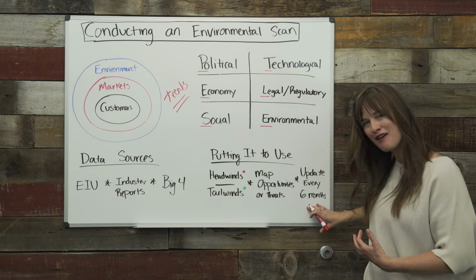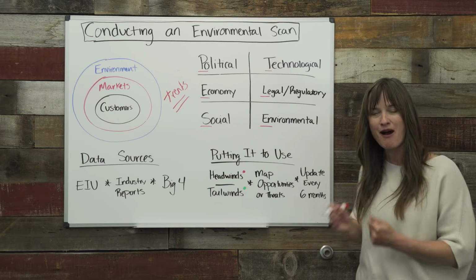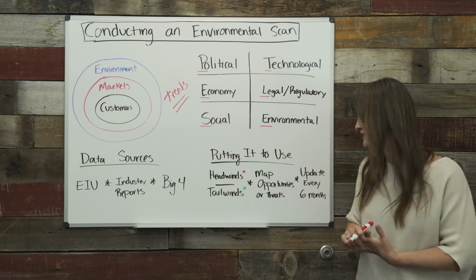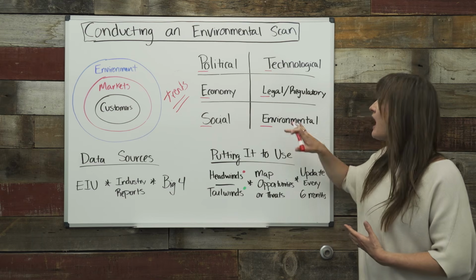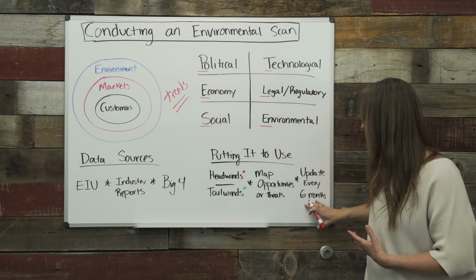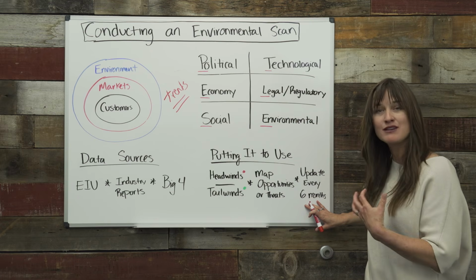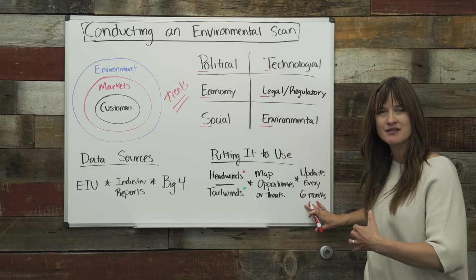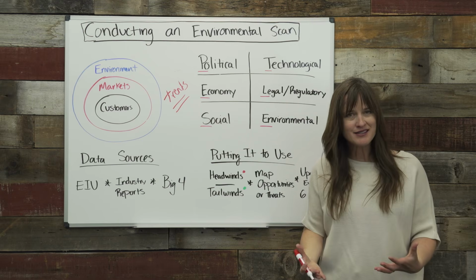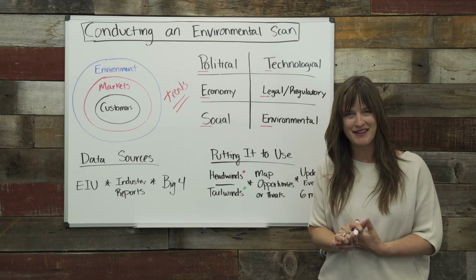And then last but not least, we're really passionate about agile planning and agile strategy. So the idea is a light refresh of this every 6 months will make sure that you're bringing the best thinking into your business on an ongoing basis. And with that, that's how you conduct an environmental scan.